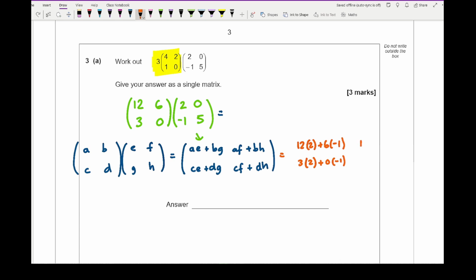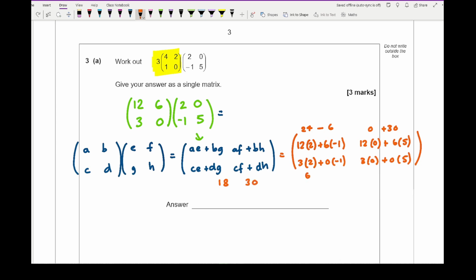For this number here, I'm going to have 12 lots of 0 plus 6 lots of 5. And the last number, I'm going to have 3 lots of 0 plus 0 lots of 5. Now if I then work all of those out, 12 times 2 is 24. 24 minus 6 is going to give me an answer of 18. Then I've got 12 times 0 plus, so that's 0, plus 30. That's going to give me 30.